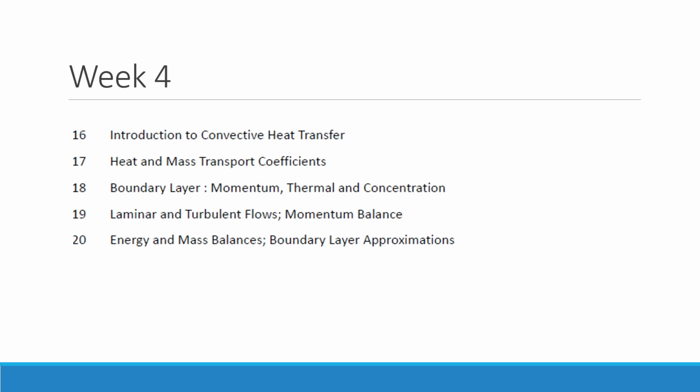Then in order to derive the equations for boundary layer theory, the governing equations of convection, we studied laminar flow and turbulent flow by the use of momentum balance. And then ultimately we also studied energy and mass balances that lead us to boundary layer theory, that will give rise to certain equations related to convection, that is the various correlations that govern the convection in any geometry.